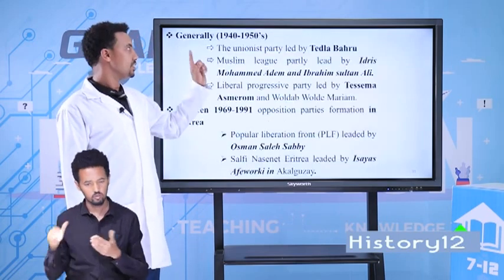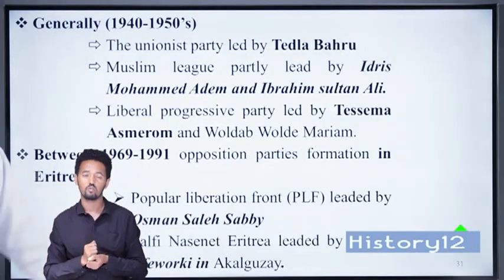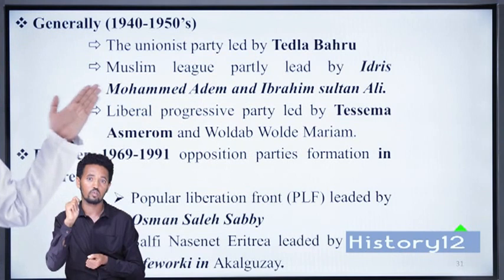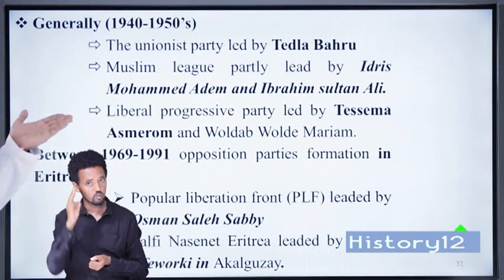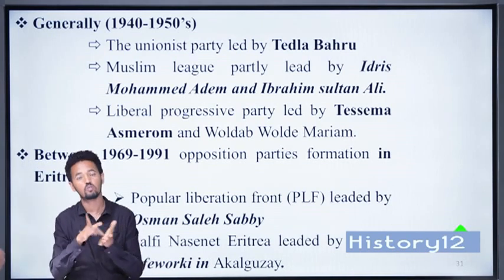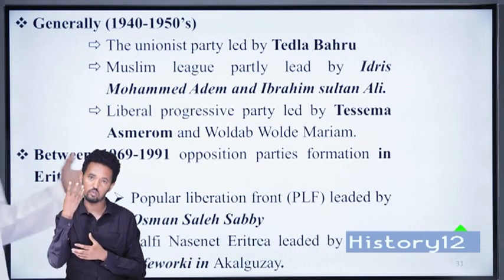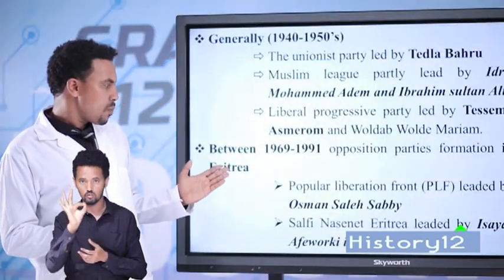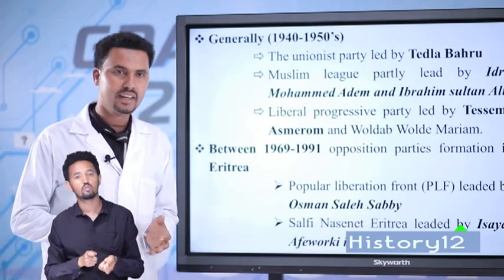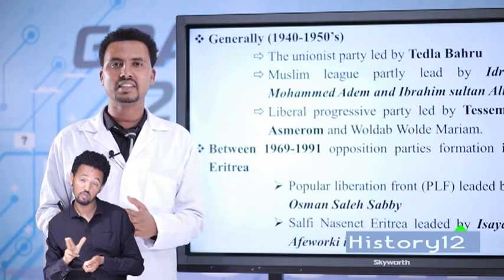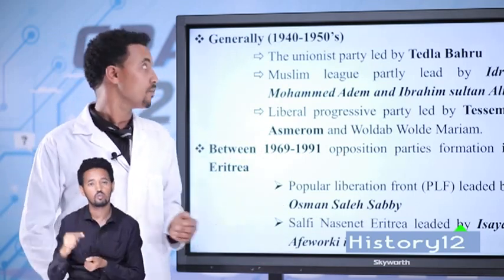Generally, from 1940 up to 1952, the Unionist Party was led by Tedla Bairu, the Muslim League by Idris Muhammad Adem and Ibrahim Sultan Ali, and the Liberal Progressive group by Tesfamariam and Woldeab Woldemariam. Between 1969 and 1991, opposition parties were formed: the Popular Liberation Front, PLF, led by Osman Saleh Sabbe, and Shaebia was formed by Isaias Afwerki in Akele Guzay.